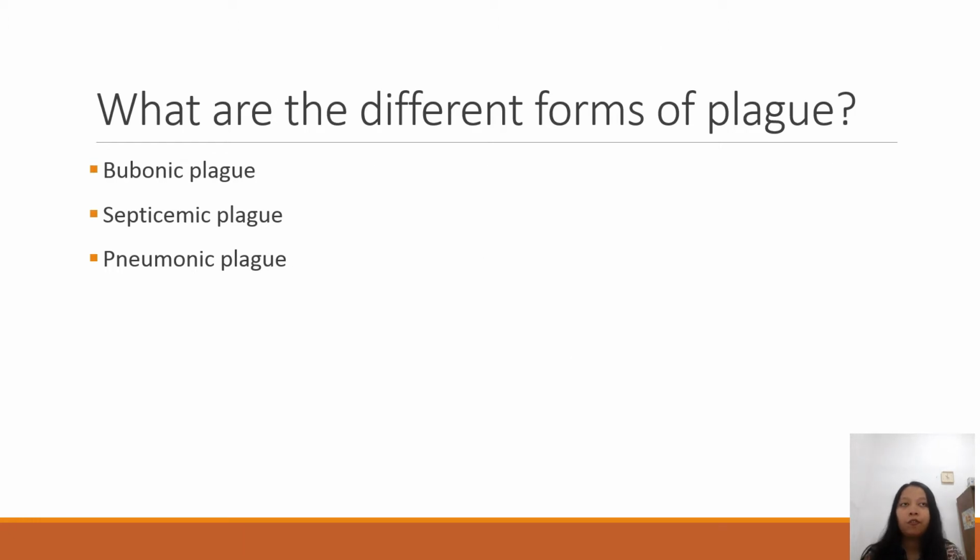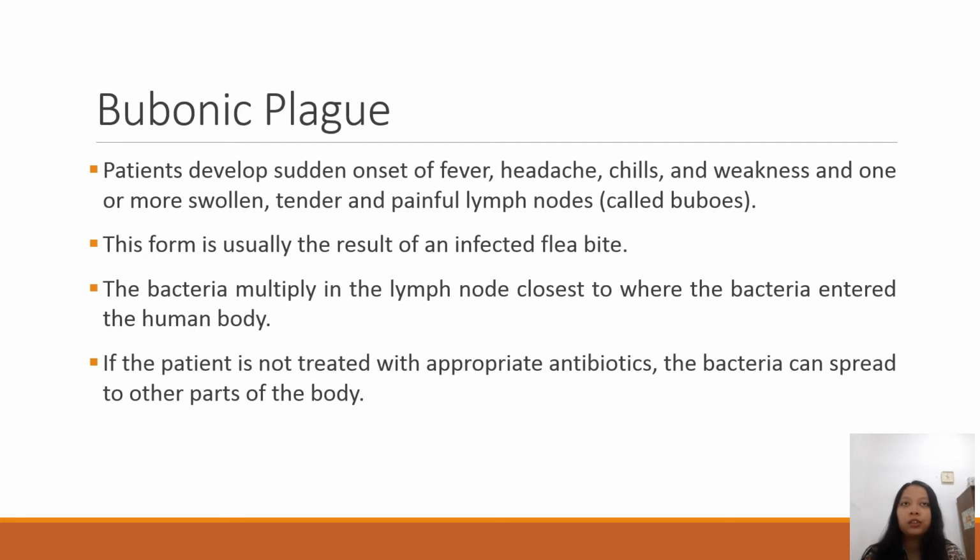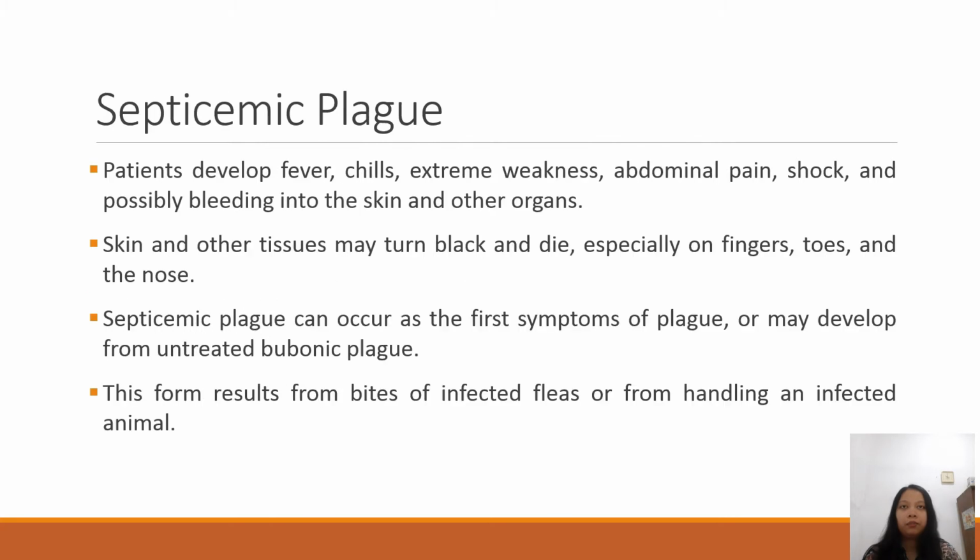There are three different forms of plague. The first one is bubonic plague, then septicemic plague, and pneumonic plague. For bubonic plague, the patients develop sudden onset of fever, headache, chills, and weakness, and one or more swollen, tender, and painful lymph nodes, which are called buboes. This form is usually the result of an infected flea bite. The bacteria multiply in the lymph node closest to where the bacteria entered the human body. If the patient is not treated with appropriate antibiotics, the bacteria can spread to other parts of the body.